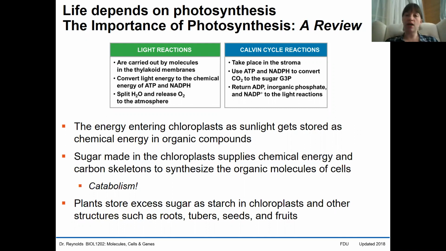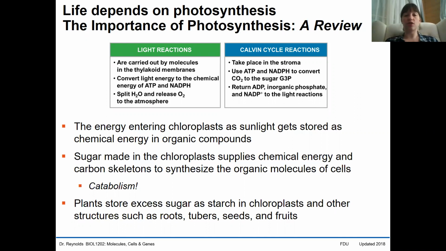In the stroma of these chloroplasts, the ATP and NADPH, which was made by the light reactions, convert carbon dioxide into G3P, and then this yields a return of ADP and NADP+, which can be utilized by the light reactions, remaking ATP and NADPH from water and light to keep this process going. Ultimately, the energy that's entering chloroplasts as sunlight and from water is what's utilized to make glucose.